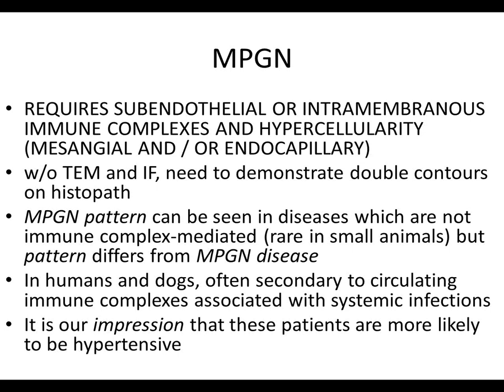If you don't have EM or immunofluorescence, you at least need to demonstrate the double contours, hopefully with the silver stain. You might be able to see it on a PAS stain, but that's what you need in order to diagnose it on histopath alone. If you don't have that evidence, play it safe and say glomerulopathy characterized by hypercellularity and irregular GBM. I would rather people play it safe than overdiagnose this disease.